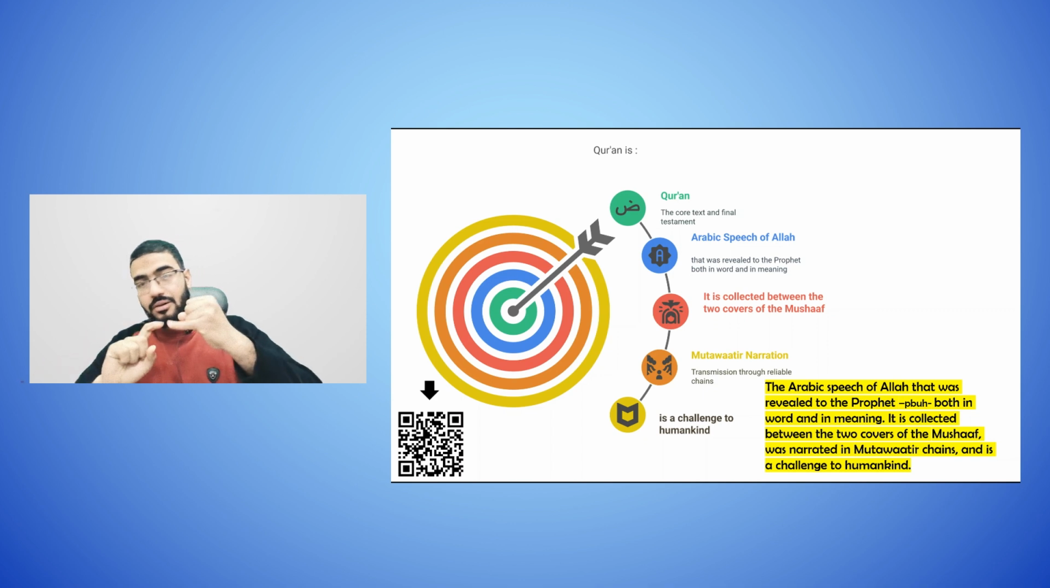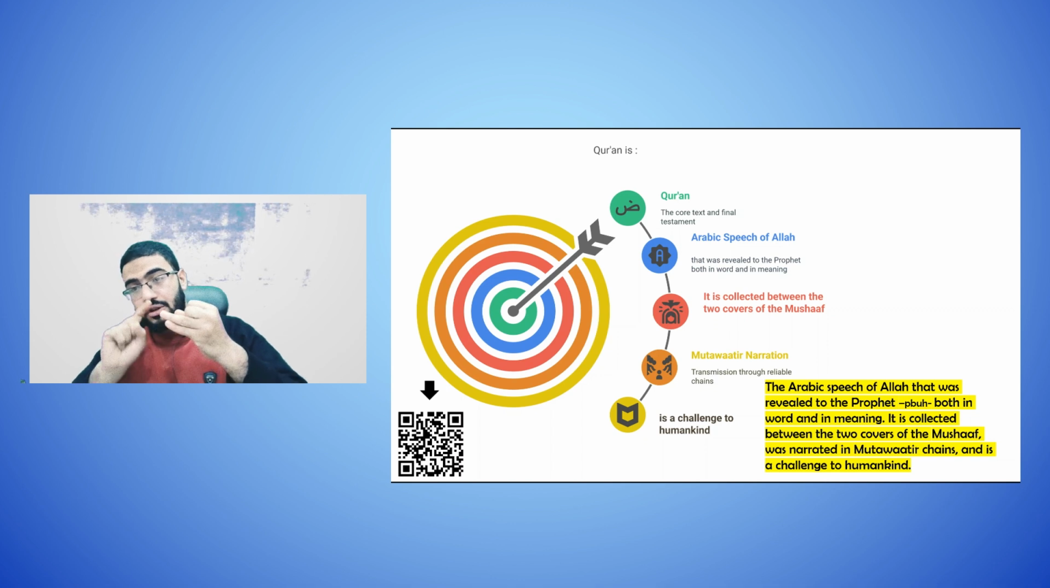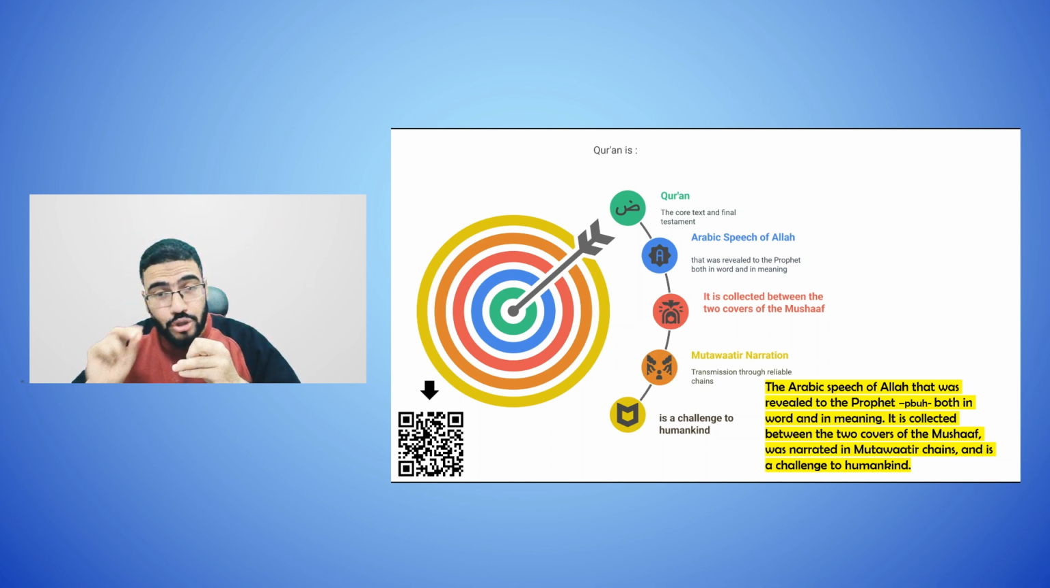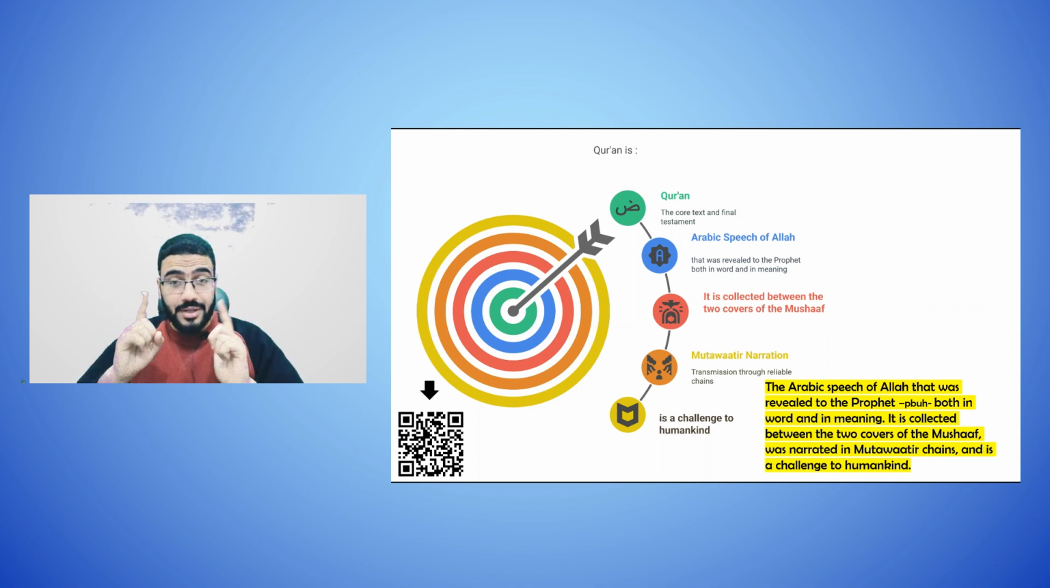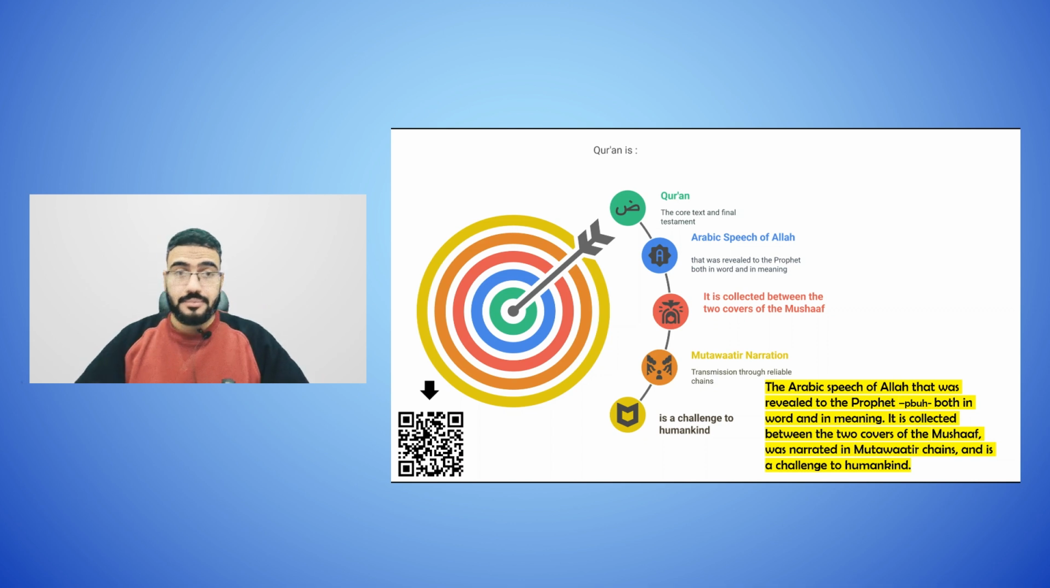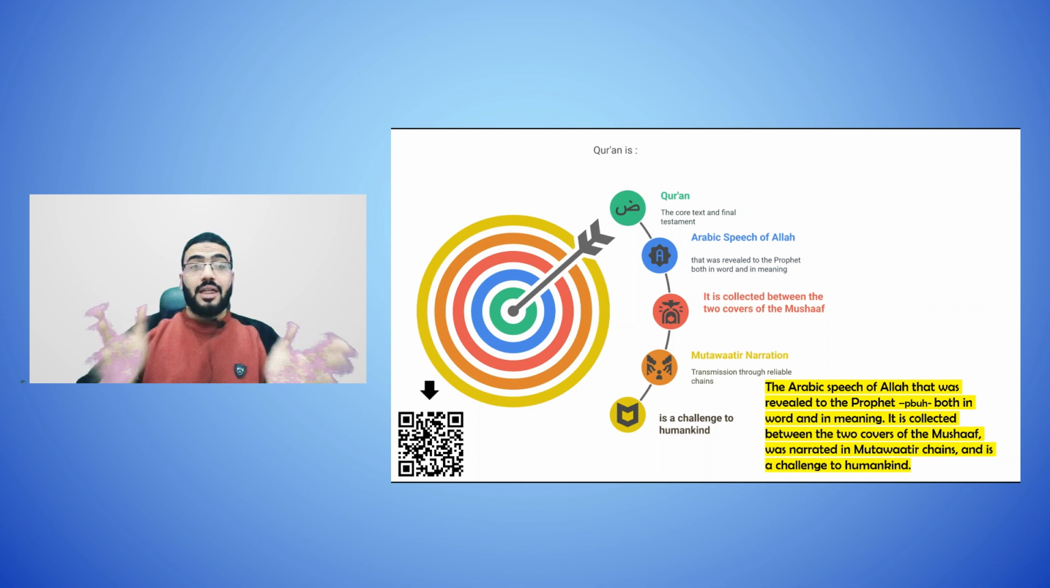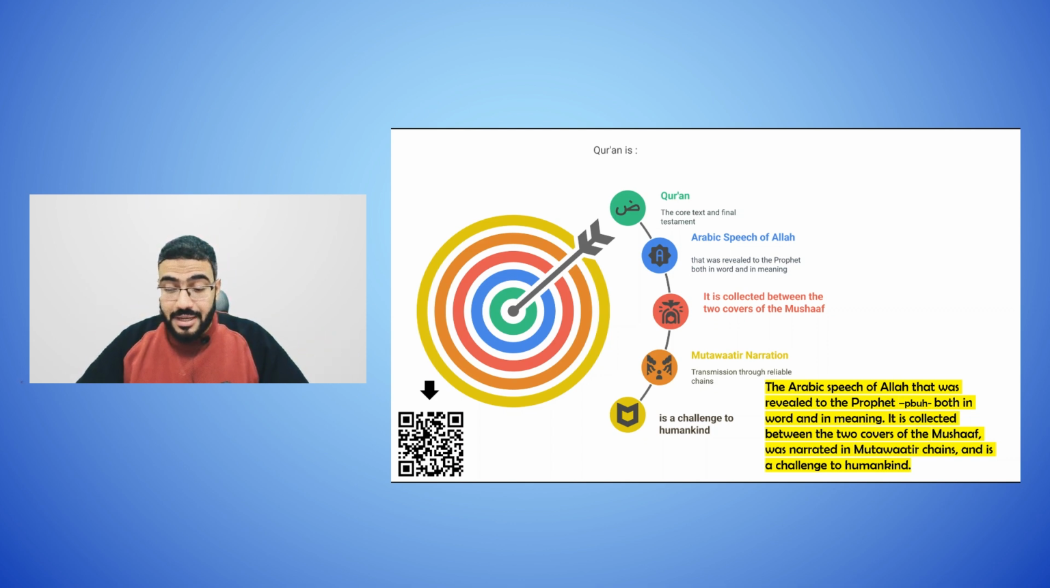So now again, the Quran is the Arabic speech of Allah, revealed to the Prophet ﷺ word by word, and it's between the two covers of the Mus'haf, narrated in a mutawatir chain, and now we understand what is mutawatir, and it's a challenge to humankind. We know that the Quran came as a challenge for all humanity, and not just humans, also the jinn.